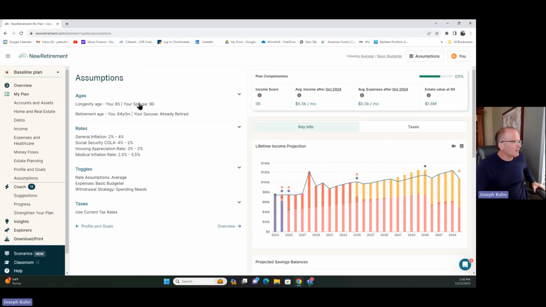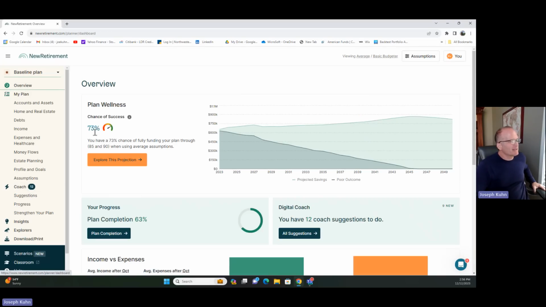Assumptions, longevity. My wife lived, or this person's wife lived to 90. The person filling this out, 85. Inflation, Social Security, all these things are variable, which makes this tool so powerful. So with all that input, running the Monte Carlo simulation says 73% probability of success.